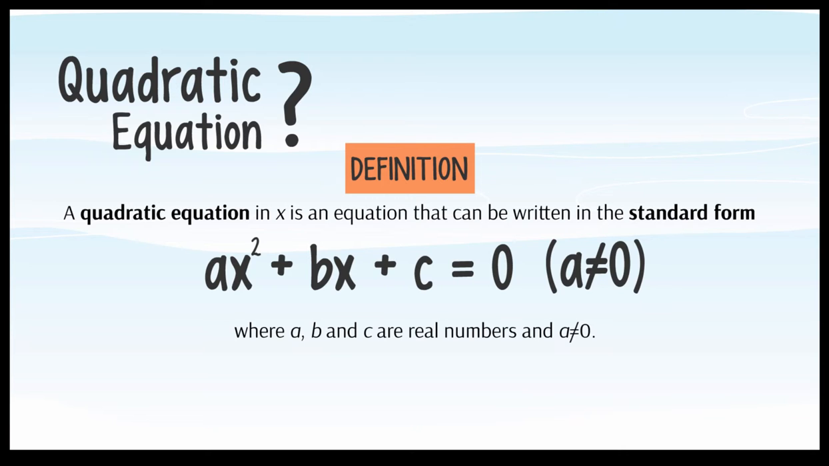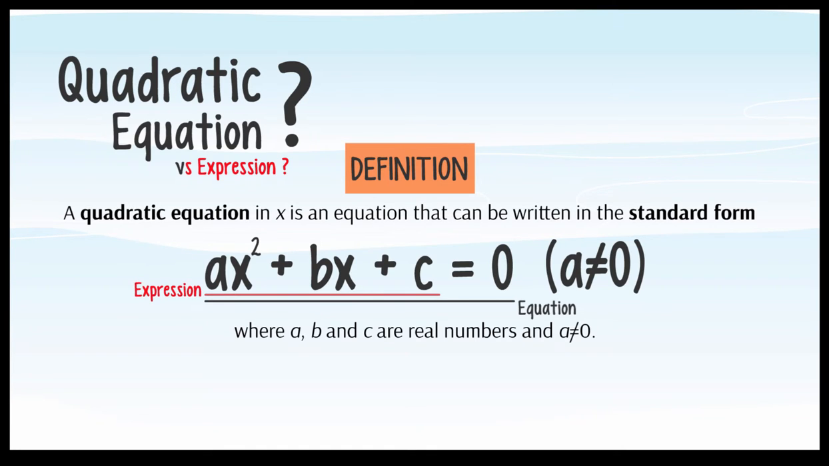Some of you may get confused with the difference between an equation and an expression. Firstly, an equation is a mathematical sentence that says that two things are equal, just like the standard form ax squared plus bx plus c equals 0. However, an expression is a mathematical phrase that stands for a single number. So, ax squared plus bx plus c is an expression in this standard form. An expression can also be a single number or variable since it has a numerical value. In short, an equation consists of two expressions connected by an equal sign.